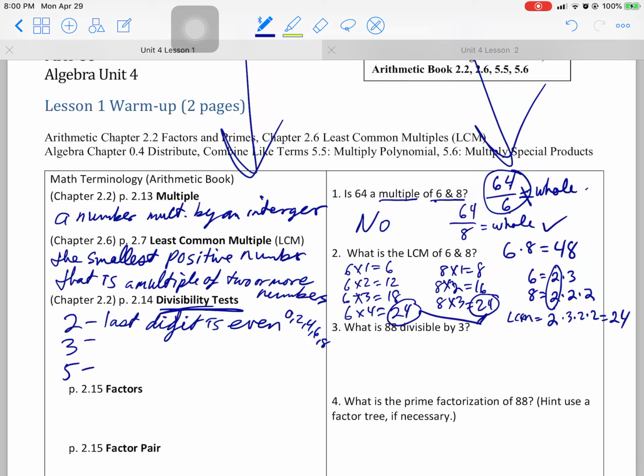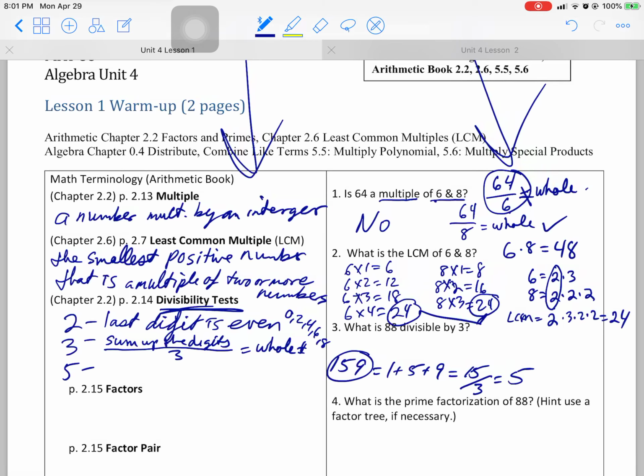How do you know a number is divisible by 3? That's a tricky one. You actually sum up the digits, and if you can divide that sum by 3 and get a whole number, it's divisible by 3. For example, let's say 159. 1 plus 5 plus 9 equals 15. 15 is divisible by 3, gets you a whole number. So that means 159 is divisible by 3. That's how that works.